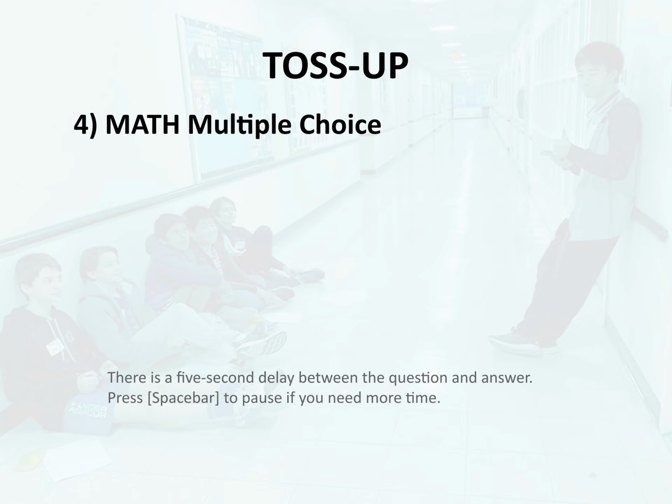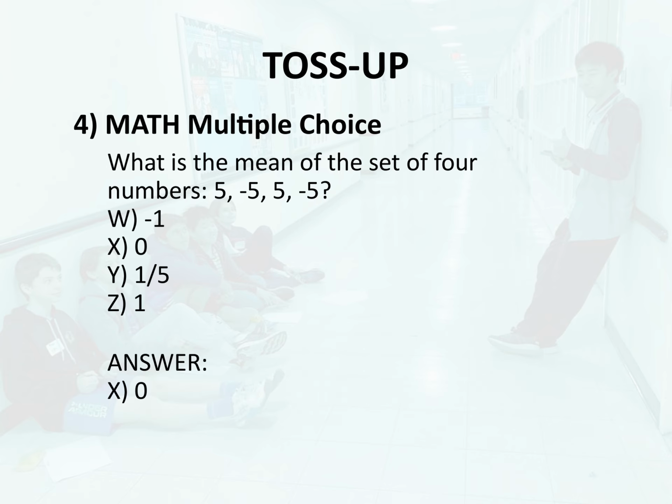Toss-up 4. Math. Multiple choice. What is the mean of the set of 4 numbers 5, -5, 5, -5? W, -1, X, 0. Y, 1/5. Z, 1. Answer, X, 0.